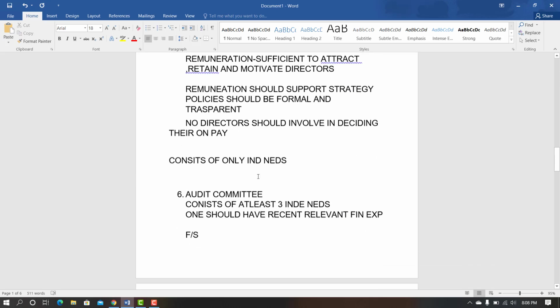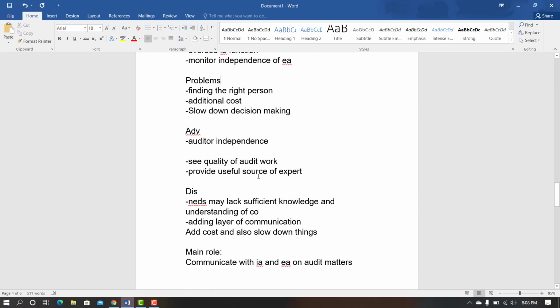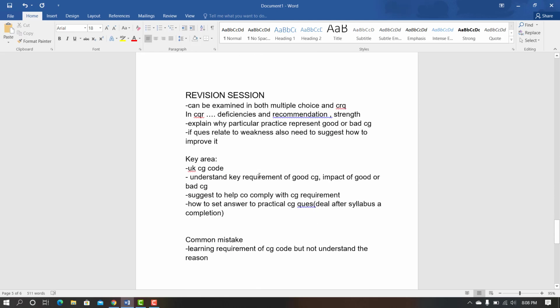So we come to the conclusion of chapter 3 corporate governance. Let's start our revision session of chapter 3 corporate governance. Corporate governance can be examined in both multiple choice questions and constructive response questions. In constructive response questions, they may ask for deficiencies and recommendations, strengths, so you have to deal with it, and also you have to explain why a particular practice represents good or bad corporate governance. And if the question is related to weakness, you need to suggest how to improve it.